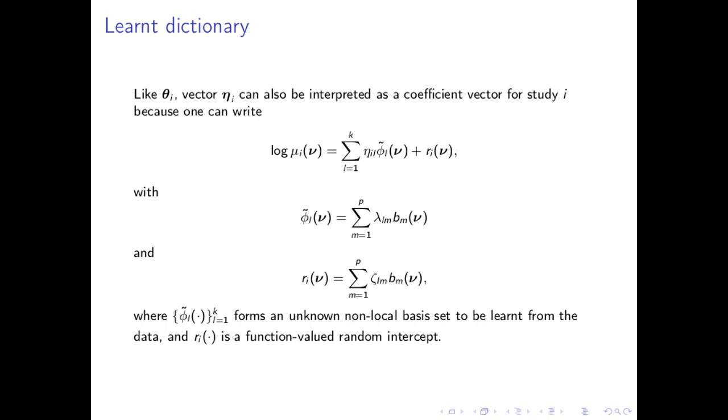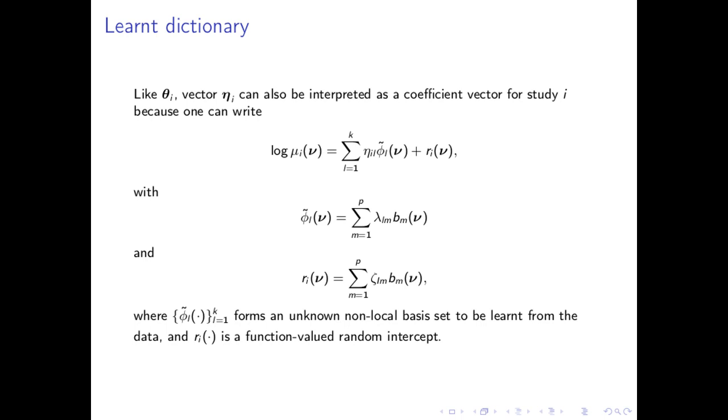Now, if you simply rearrange the terms that we have right now in our model, you see that there is an equivalent representation for the log mu I. So the eta, which are our latent factors, can be interpreted themselves as coefficients for some basis functions. But the basis functions are these tildes here, which are a linear combination of the fixed basis functions we choose and the factor loadings. And these form a new non-local basis set that has to be learned from the data. And again, we are representing log mu I as a random intercept Ri plus an expansion of k basis functions where k is much smaller than p, and these bases will have a nice structure.